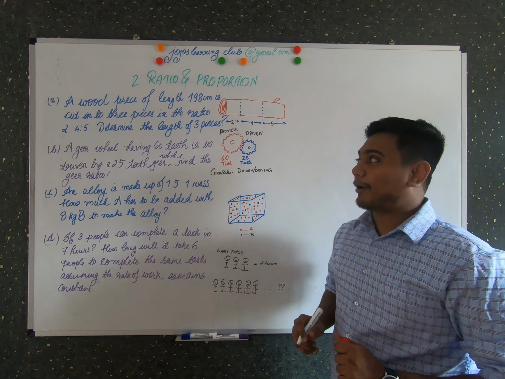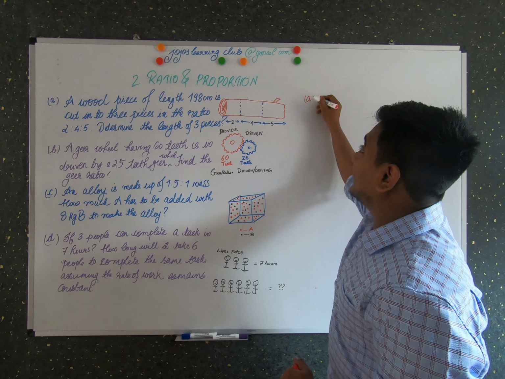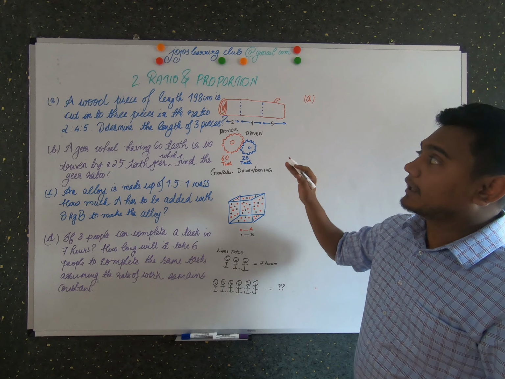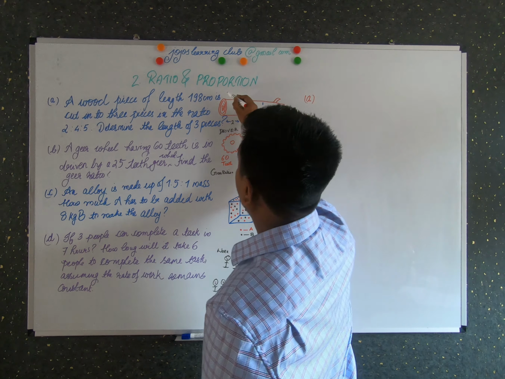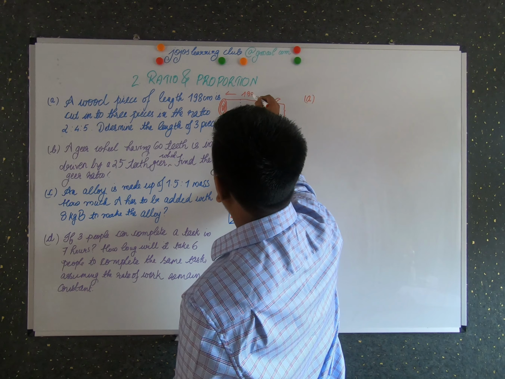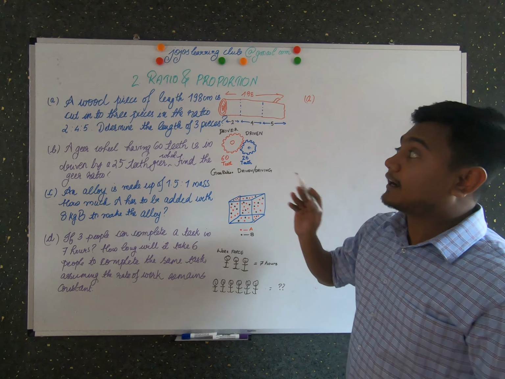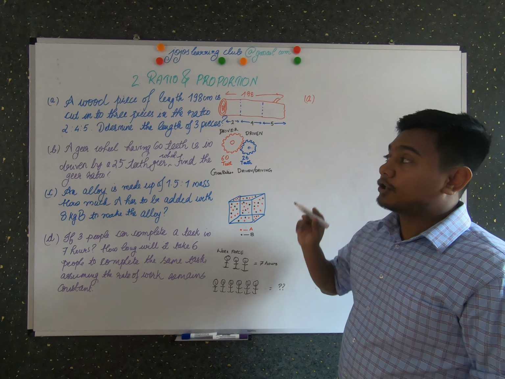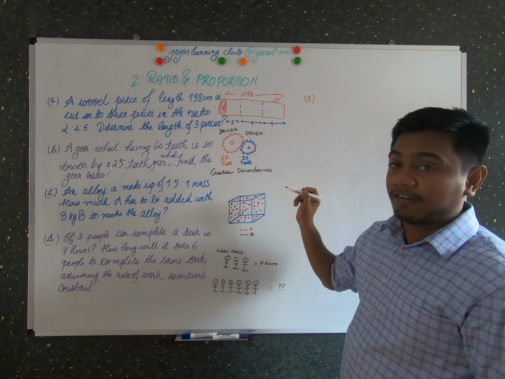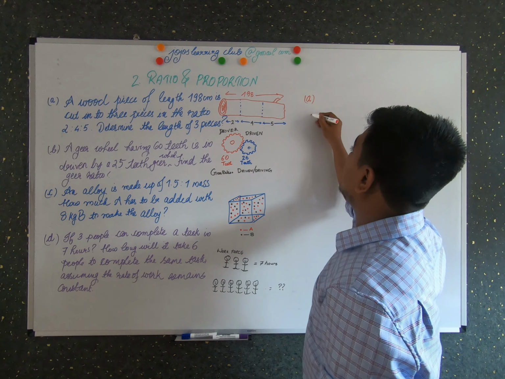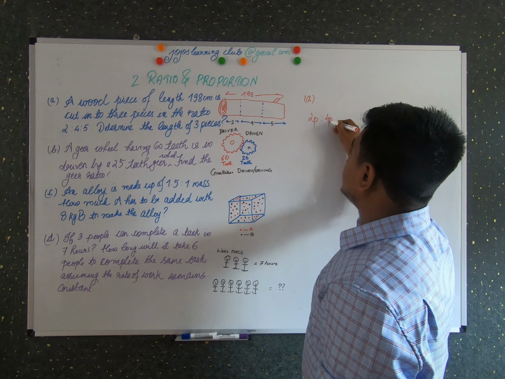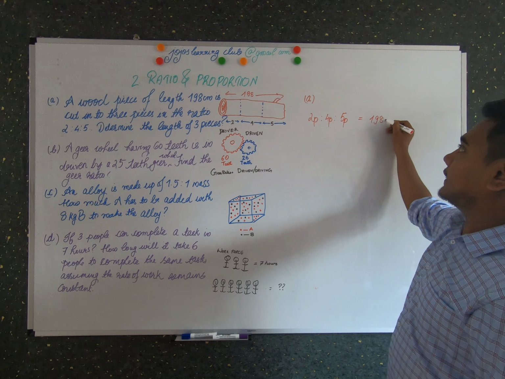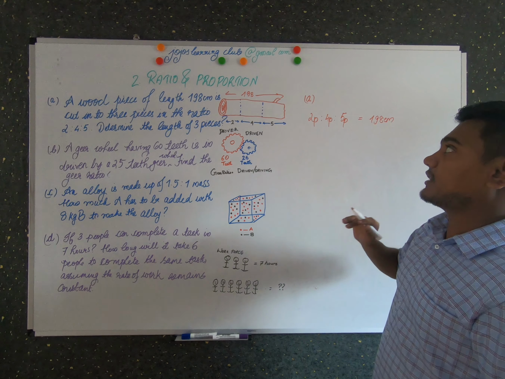Okay, so let's start with problem number A. Let's read the question first. A wood piece of length 198 centimeters. So the total length of this wood piece is 198 centimeters. It is cut into 3 pieces in the ratio 2 parts, 4 parts, 5 parts. So it is in the ratio 2:4:5. Let us represent those as 2 parts, 4 parts, 5 parts, and the total length is 198 centimeters. This is how the wood is cut.